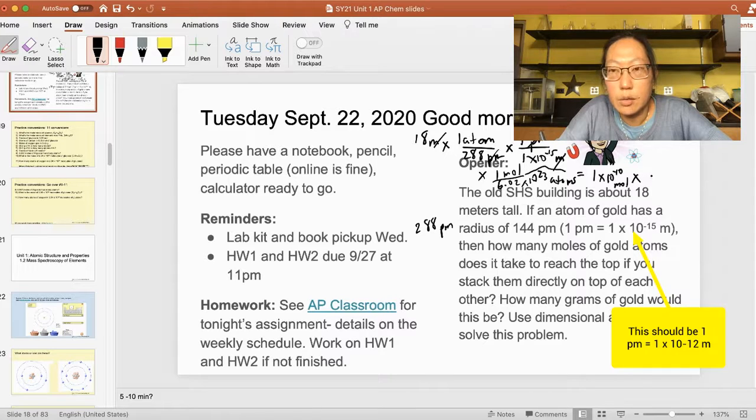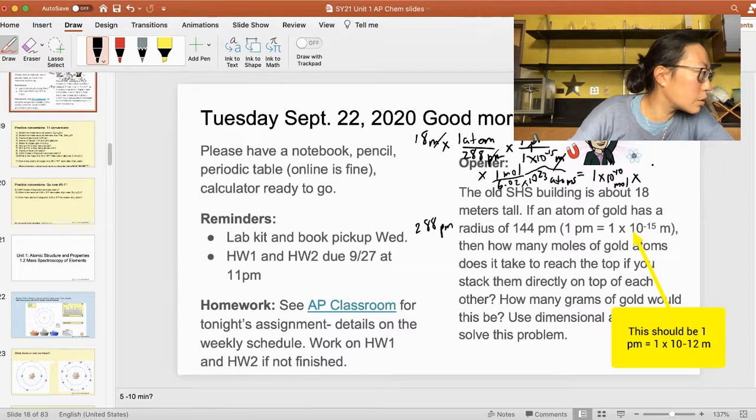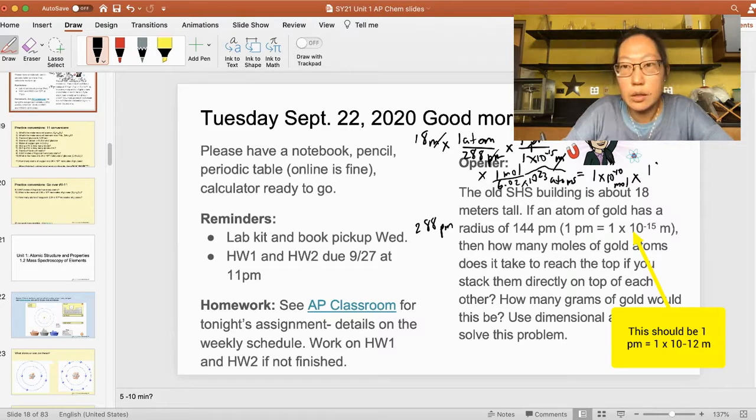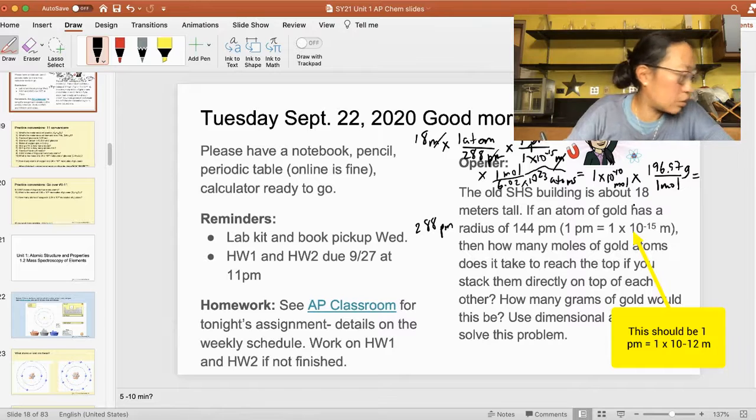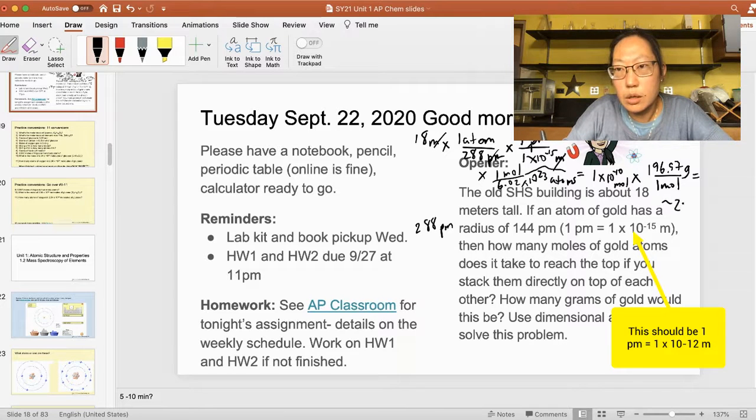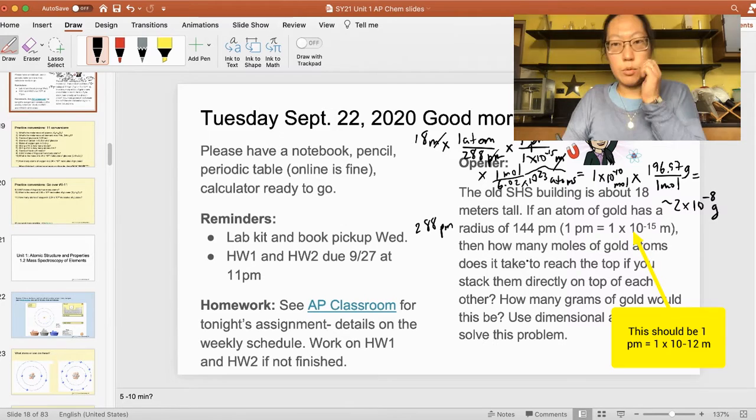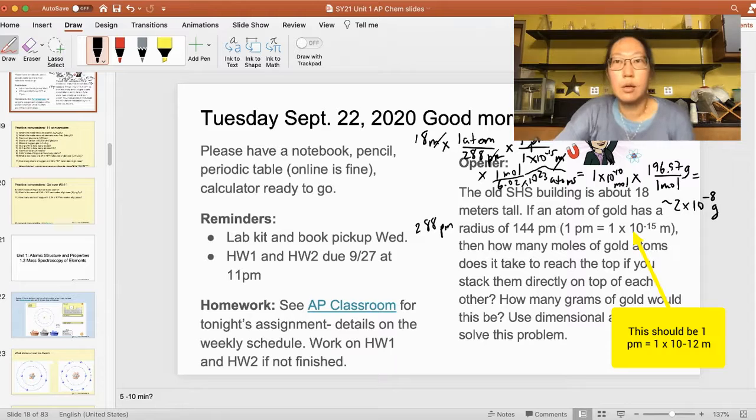multiply this to get the grams, I use the atomic mass of gold. So that's 196.97. And I'm not going to use my sig figs for now. I got about 2 times 10 to the minus 8 grams. So not a huge amount to get to the top. And I was actually kind of surprised, because I thought, oh, well, atoms are so small, it should take a lot of them. But I guess relatively speaking, they're not that small.